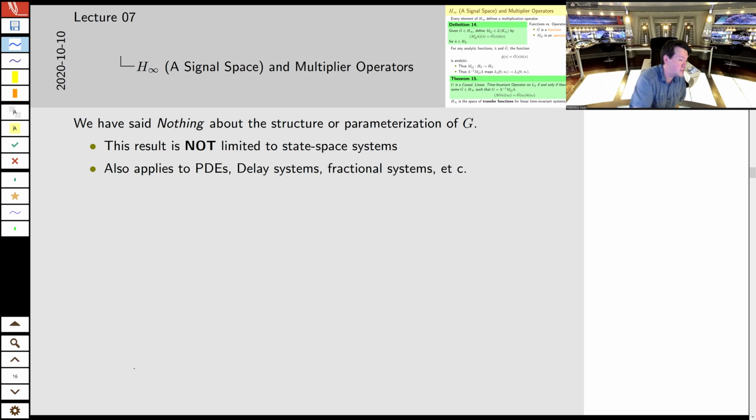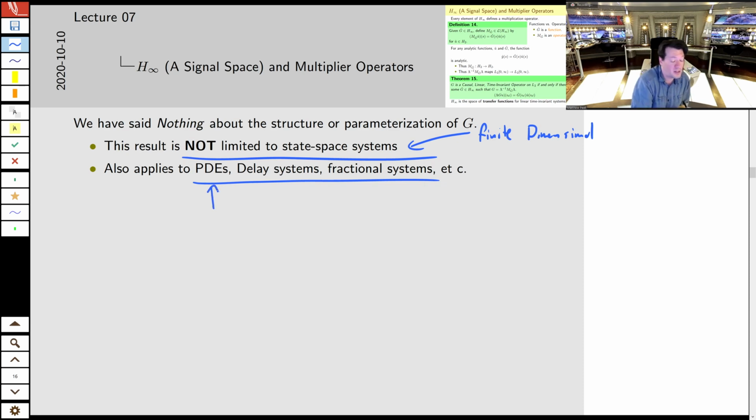Note that although we talked about it mostly in the state space context, these results are not limited to state space systems. State space systems are typically referred to as finite dimensional. However, the results apply to more general classes of systems, infinite dimensional systems, for example, systems governed by partial differential equations, systems with delay in them. These are not representable as state space, and yet they are still causal, typically still time invariant, and still linear, assuming they're linear, of course, that's an assumption. And so they also have transfer functions.